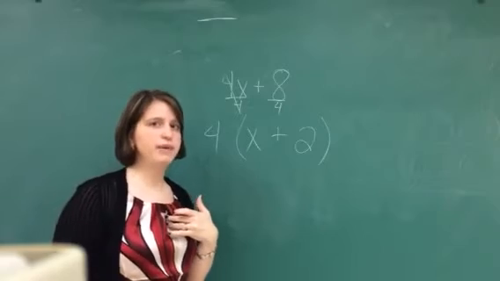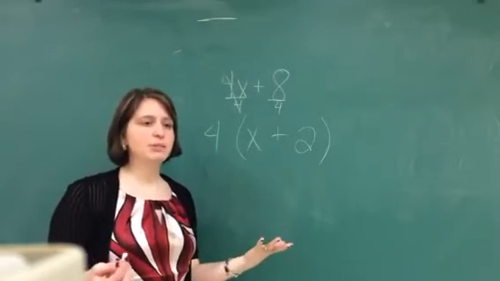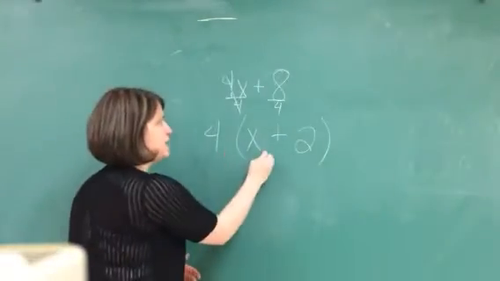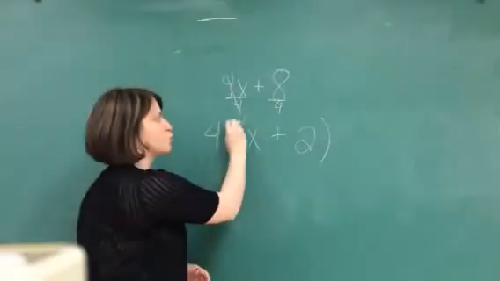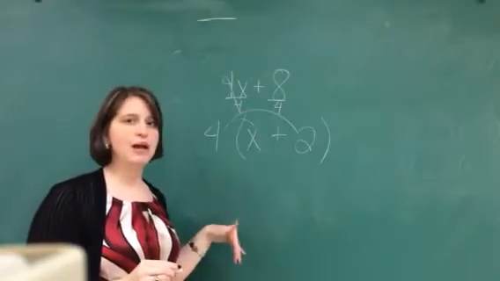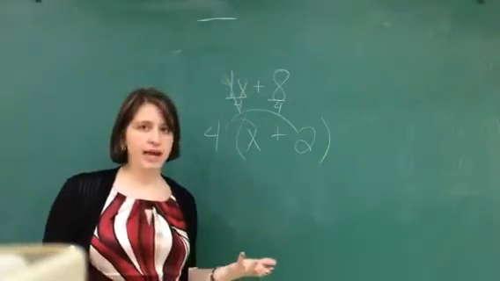If I'm right, I should be able to multiply these back together and get 4x plus 8. So you can double check yourself that way. 4 times x is 4x. 4 times 2 is 8, right? You can just redistribute. Just distribute it back out like we know how to do already. If you get what you started with, you did it right, all right?